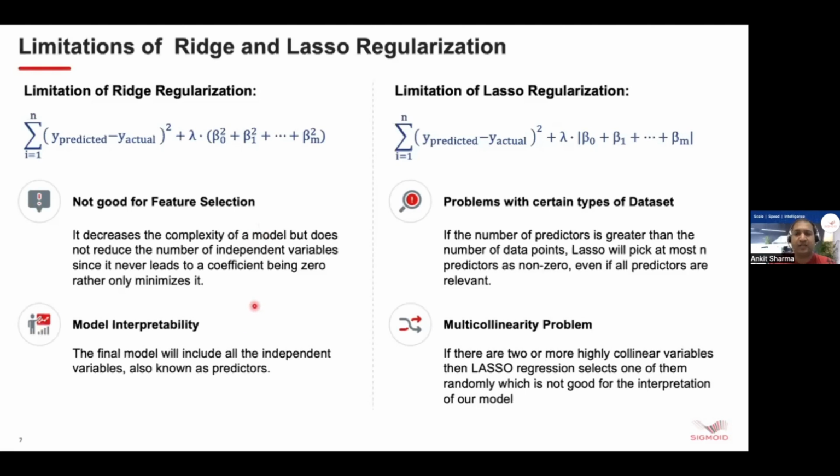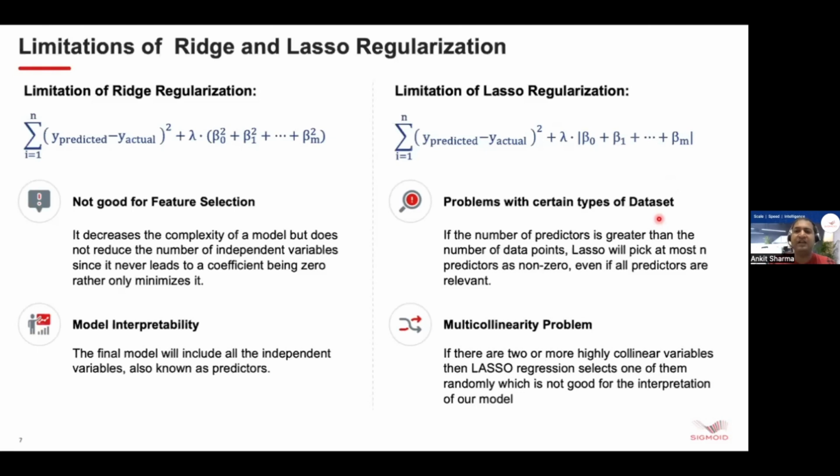Now coming to lasso regularization. The first limitation of lasso regularization is a problem with certain types of data sets. For example, if you have 10 records in your data set and 15 variables, lasso regression will penalize the higher beta coefficient values, but at the end it is going to keep at most 10 variables in your model. So that's the first limitation of lasso regression.